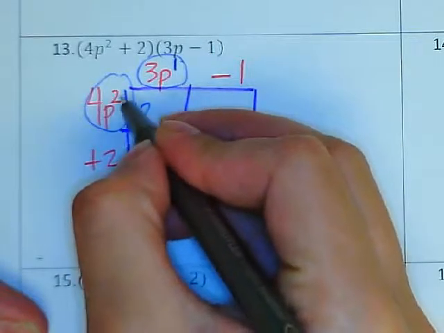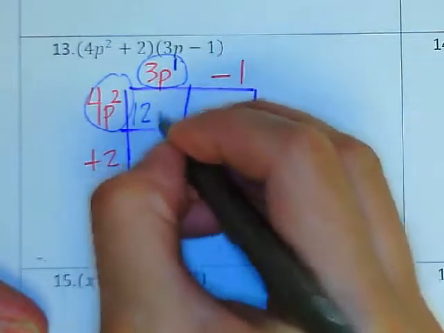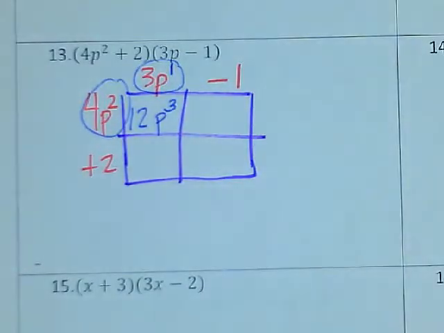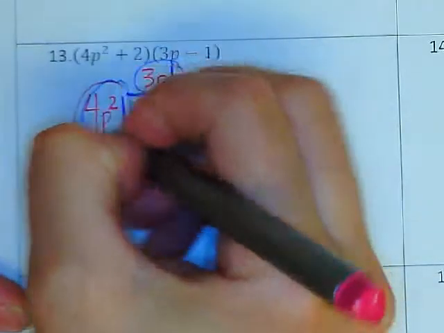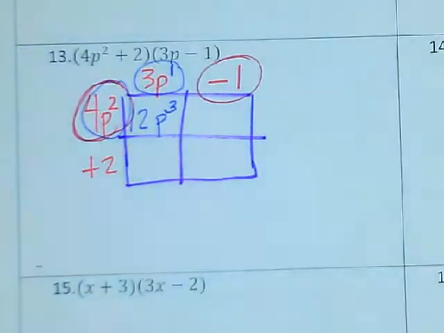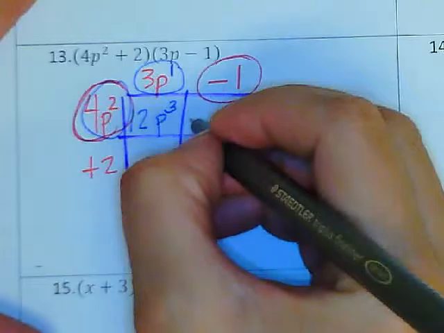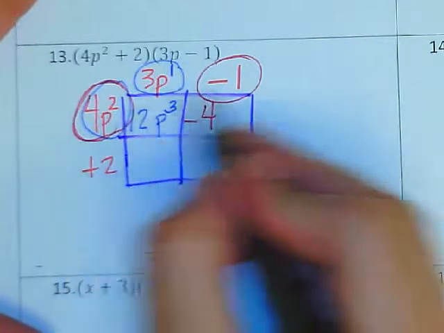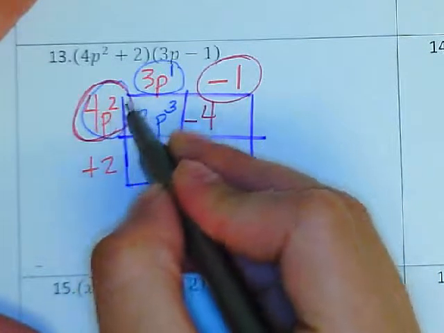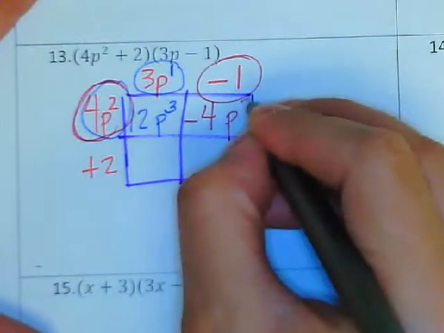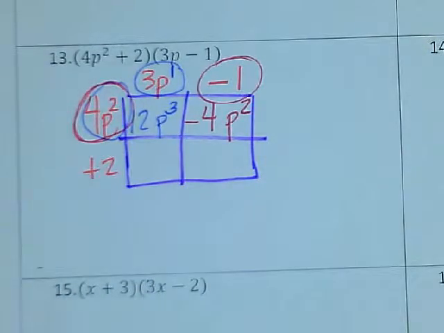And then now the p. P to the second, p to the first. So that makes 3 of them. So p to the third power. Okay, and then for the other one, I'm going to do this one and this one. So first the numbers, 4 times negative 1 would be negative 4, and then between these two there's only that p squared. There's no p over here, so we just put the p squared there.